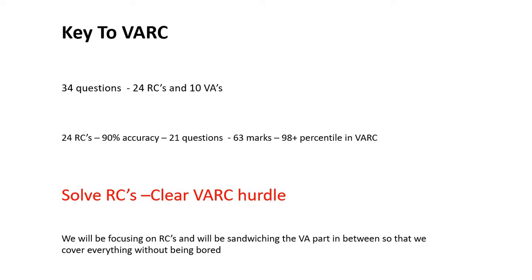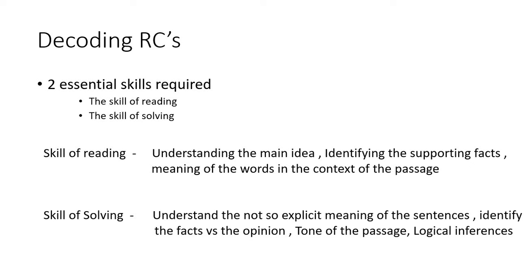Now let us see how to solve RCs. So RCs basically test 2 types of skills. The first is the skill of reading. This involves separating the main idea of the passage, identifying the statements that support the main idea, and also understanding the meaning of the words given in the passage. The meaning type question has been a constant feature since the last 3 years, so you can easily expect 1 or 2 questions on it even in CAT 19.